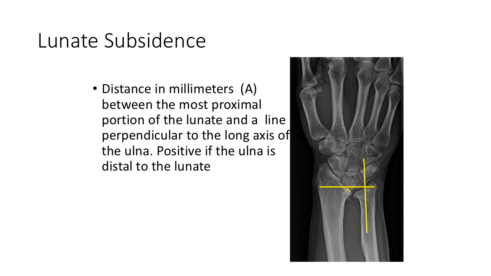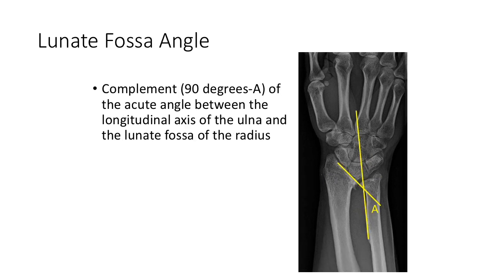It is positive if the ulna is distal to the lunate. The lunate fossa angle is the complement of the acute angle between the longitudinal axis of the ulna and the lunate fossa of the radius, as seen here.